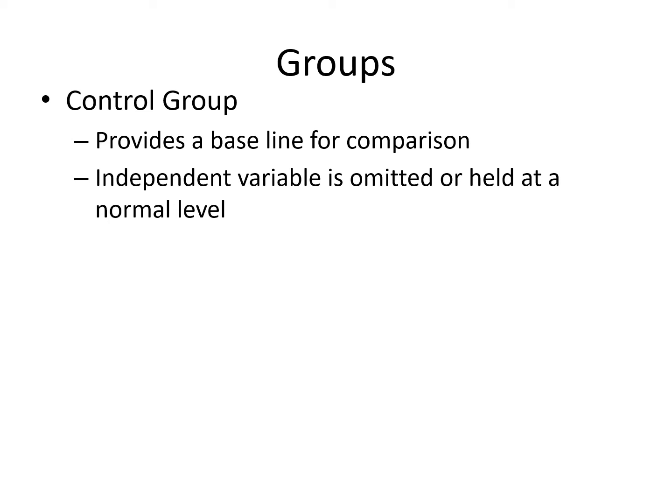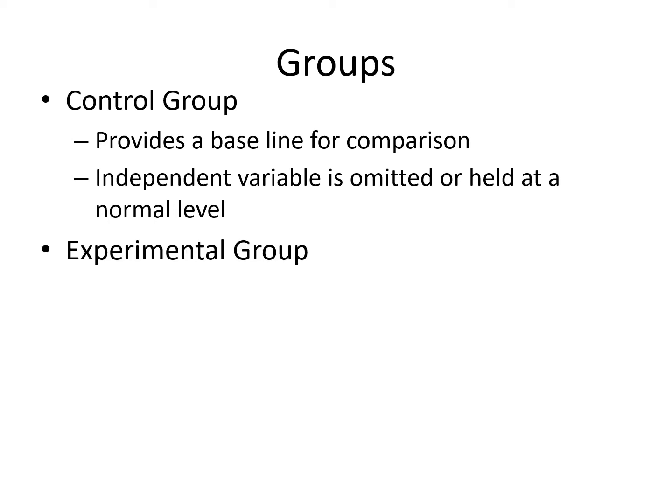Some independent variables, like temperature or pH, cannot be removed from the situation. So when you have an independent variable that cannot be omitted, then it is held to the normal level. So for instance, for temperature, if you're looking at how different temperatures affect diffusion, you can't remove temperature, so your control group would be the group of subjects that are held at the normal temperature, which is often considered room temperature.